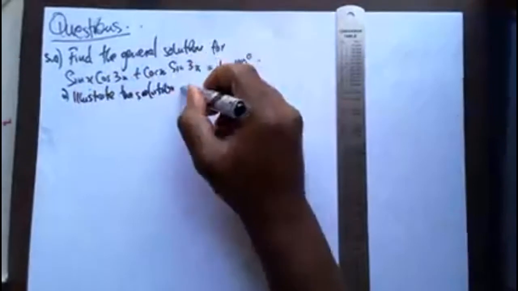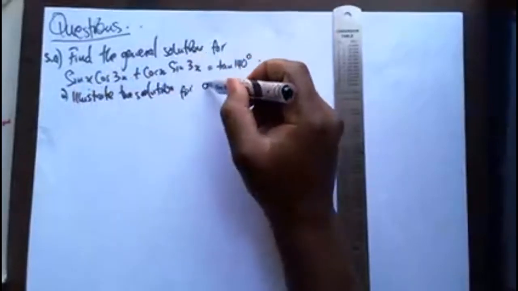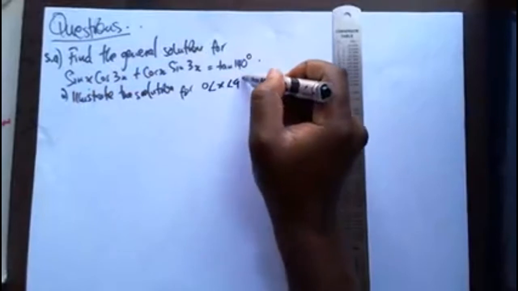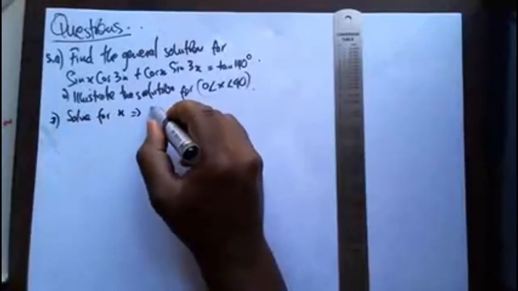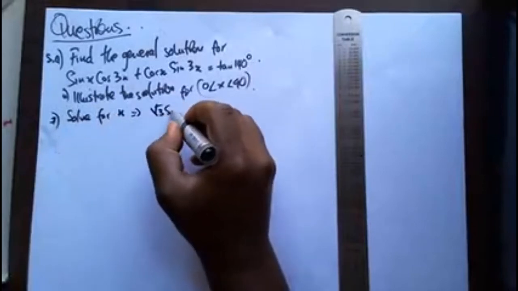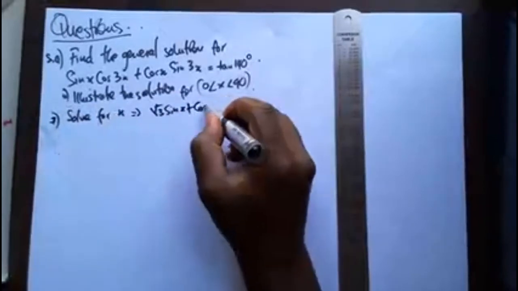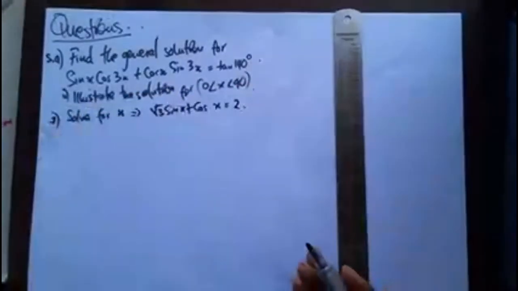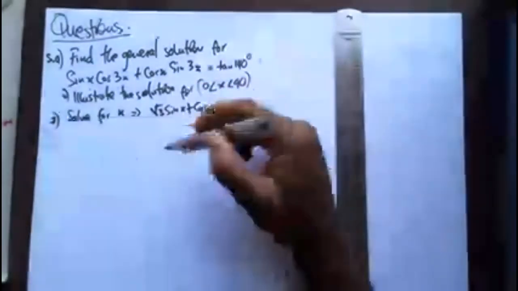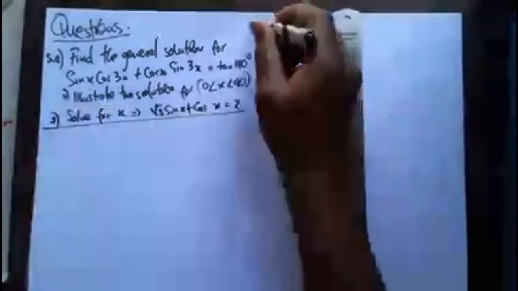Remember, this is the Siyavula textbook that we can access freely online. So you don't have to worry about buying one, you just have to go and download. Now number 7, because number 7 is a little bit shorter. It says solve for x, where the equation is square root of 3 sine x plus cos x is equal to 2. In this case, we're not given an interval. What does that mean? It means that we're just going to find the general solution.